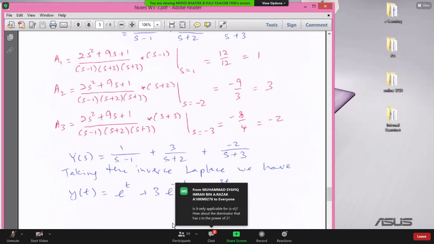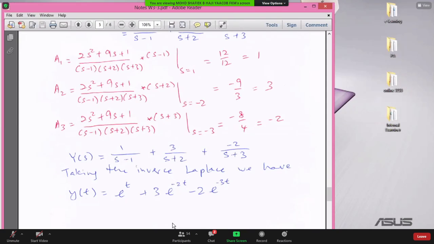Is it only applicable for s equal to minus 1? How about if the denominator has s to the power of 2? All right. This is making my life difficult. See, the question is, what if the power is 2?